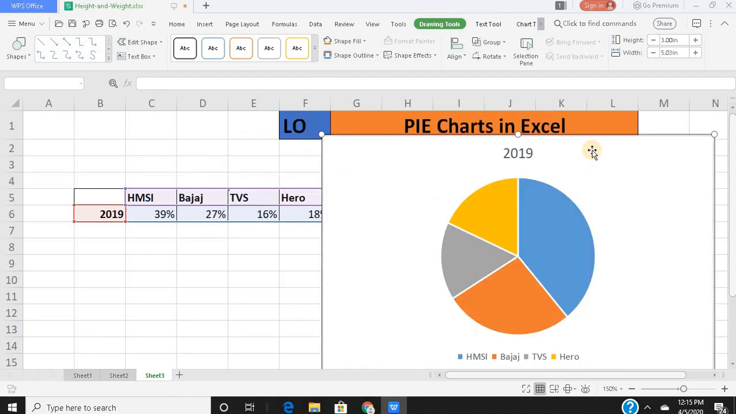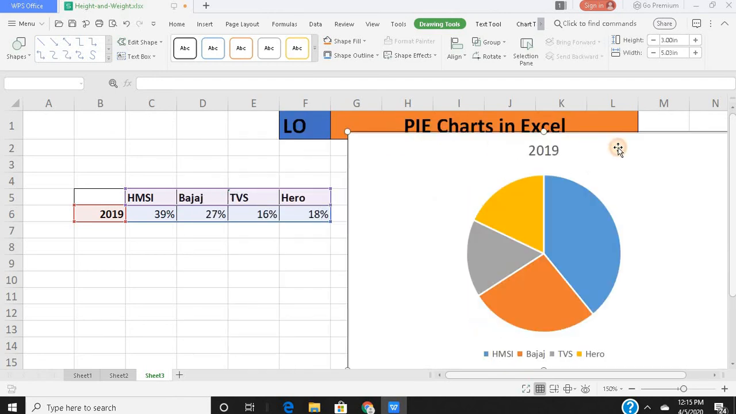A beautiful looking pie chart with proper labeling, that is 2019 market share, and various companies, the manufacturers, that is the blue one, HMSI, the orange one, that is Bajaj, the gray one, that is TVS, and the yellow one is Hero. So this is how you make a pie chart to show the share.